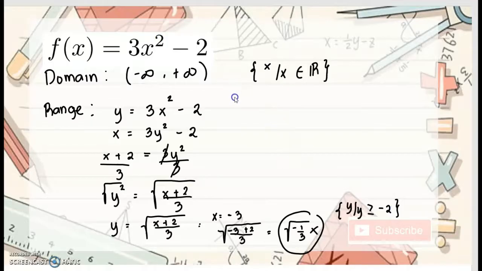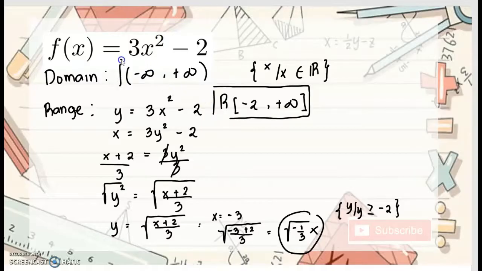So for your range, we can identify this one as from negative 2, as negative 2 is included, we will use a square bracket, to positive infinity. So this is now your range and this is your domain. So as you can see, we can plug in any number for your domain, but then all the possible answers would be from negative 2 to positive infinity only.